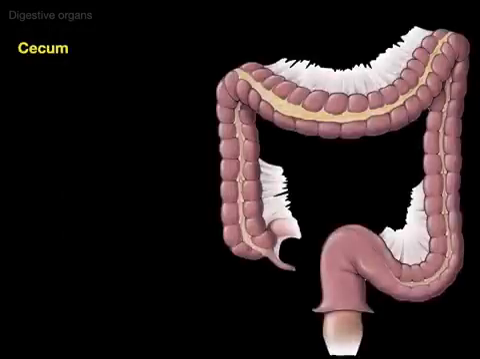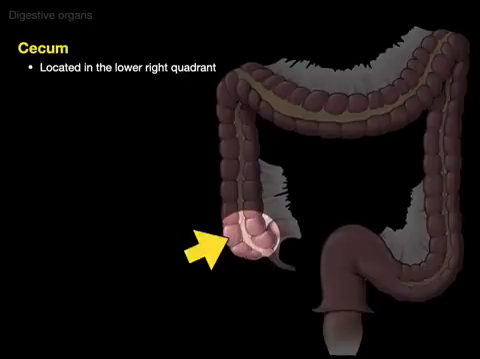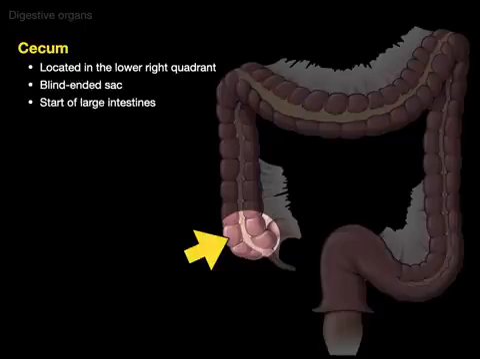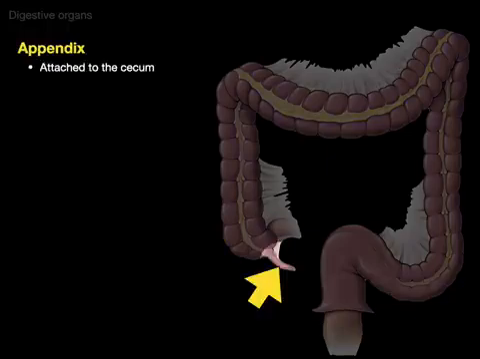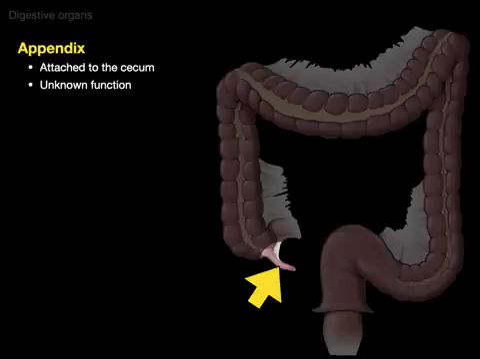All right, so now let's talk about the cecum. It's located in the lower right quadrant of the abdomen. It's a blind-ended sac. It's the start of the large intestines. And coming off the cecum is the vermiform appendix right there. It's attached to the cecum, and it has an unknown function for the most part, though there is more literature showing that it might have very important intestinal flora inside, and it has variable length and position.